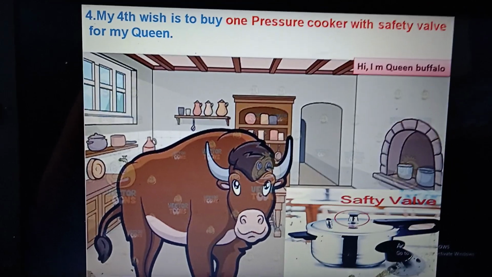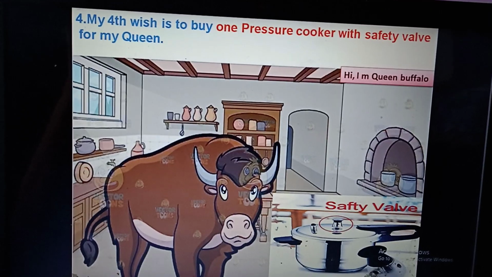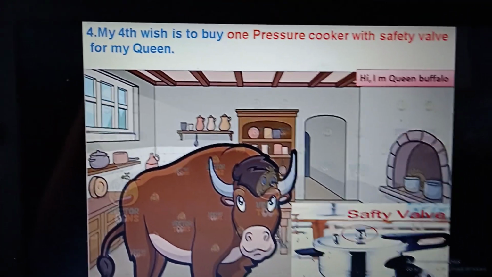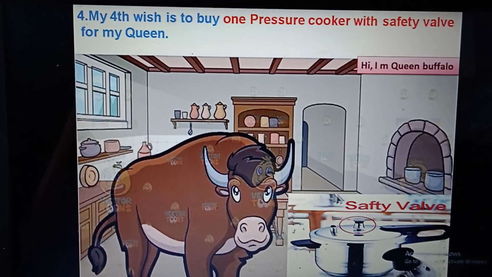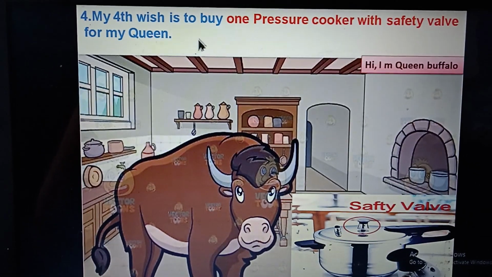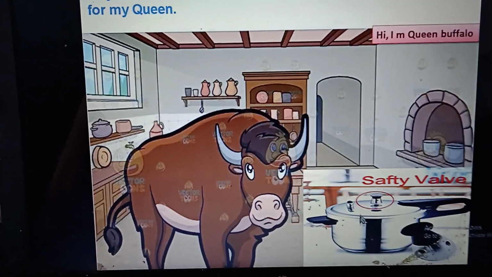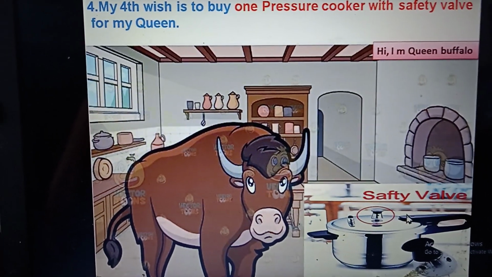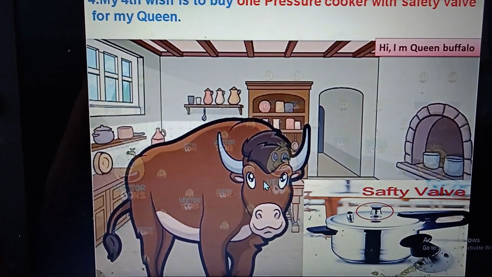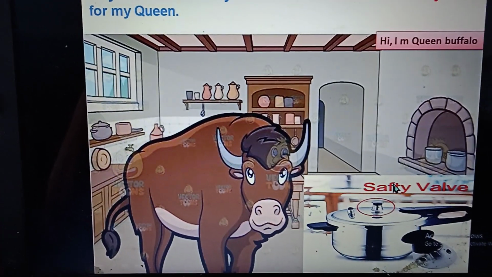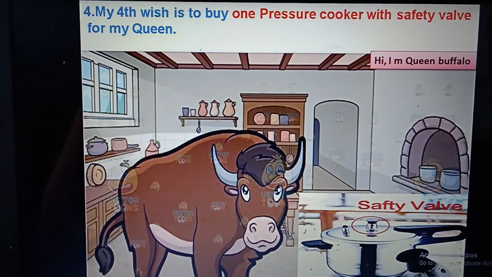Now the fourth layer of the scalp, that is SCAL. The fourth one is loose areolar tissue. My fourth wish is to buy one pressure cooker with a safety valve for my queen buffalo. It says queen buffalo. Here it is written, hi, I am queen buffalo. And the husband buffalo wants to buy a pressure cooker for his wife, with a safety valve, because there are so many chances of a pressure cooker bursting.